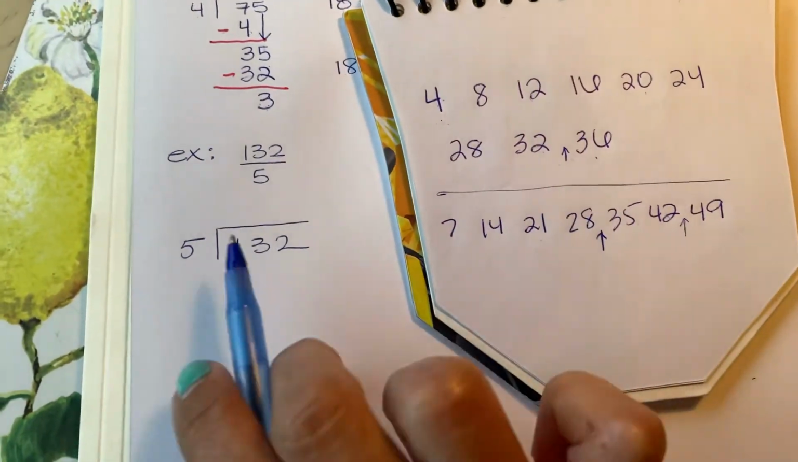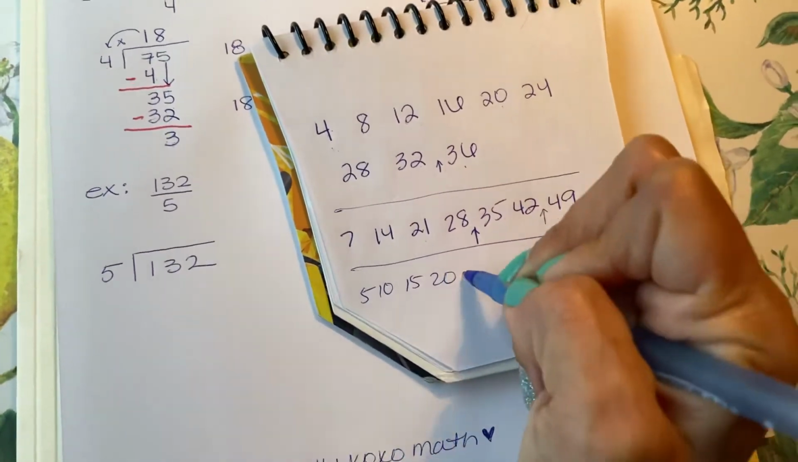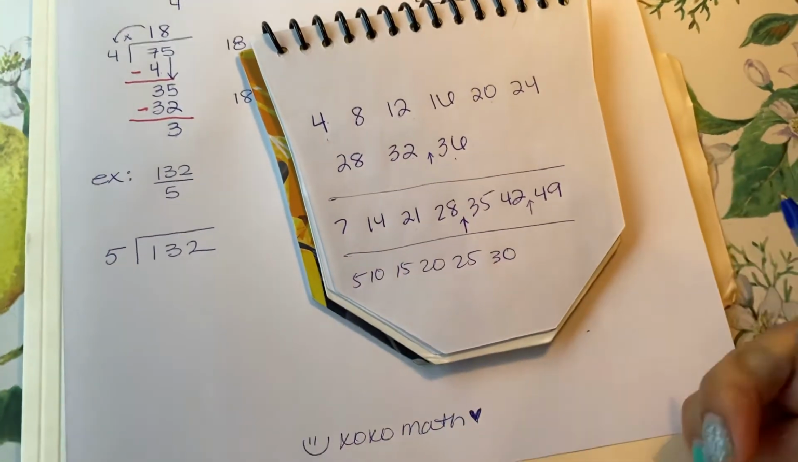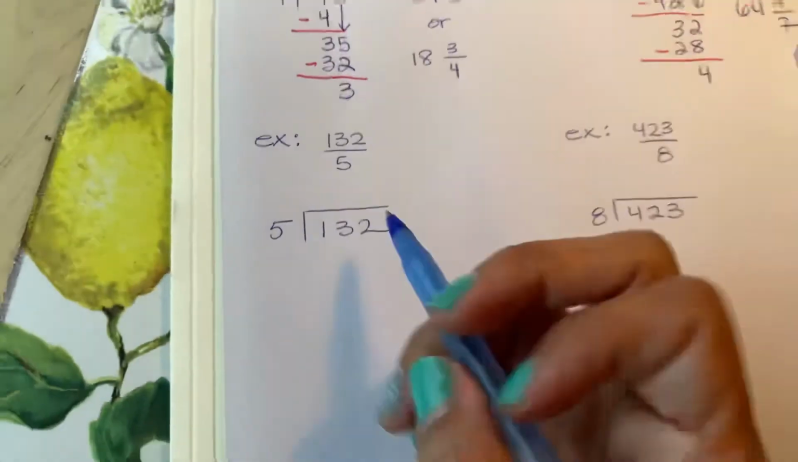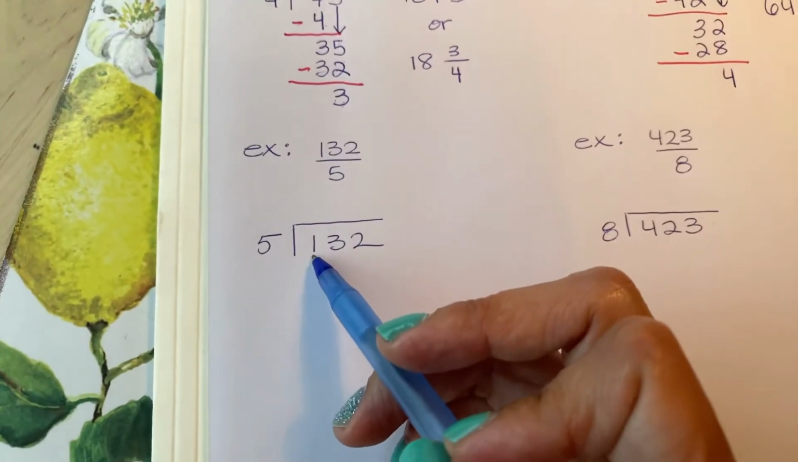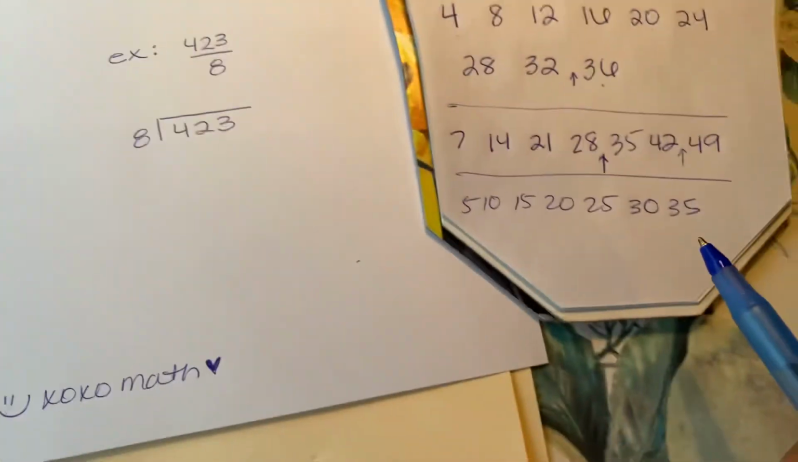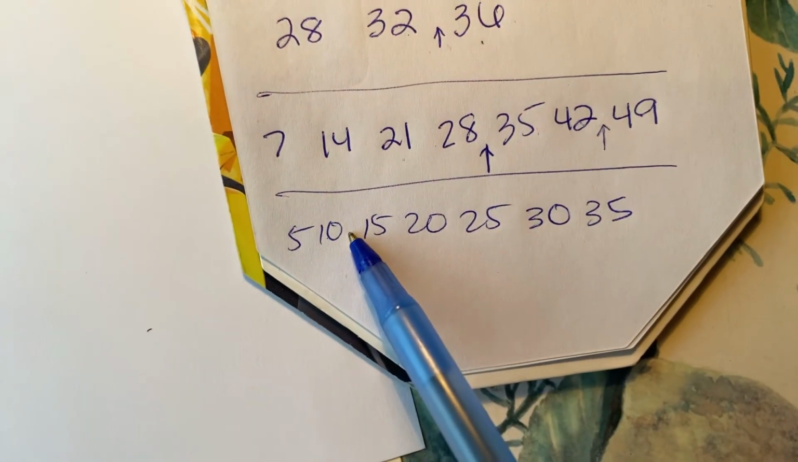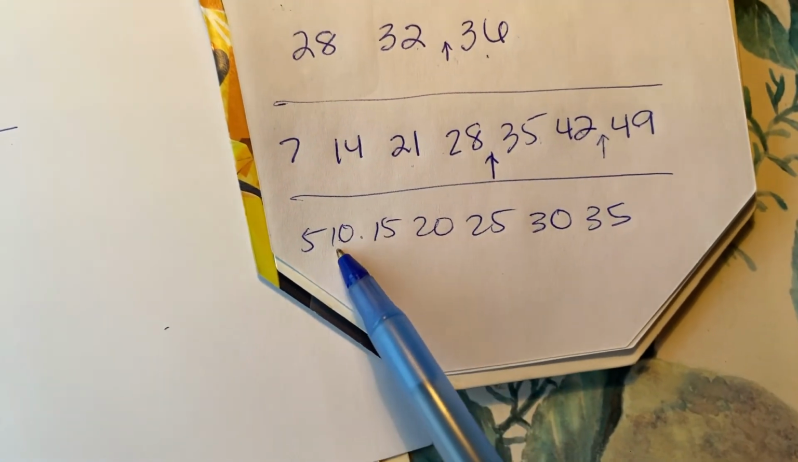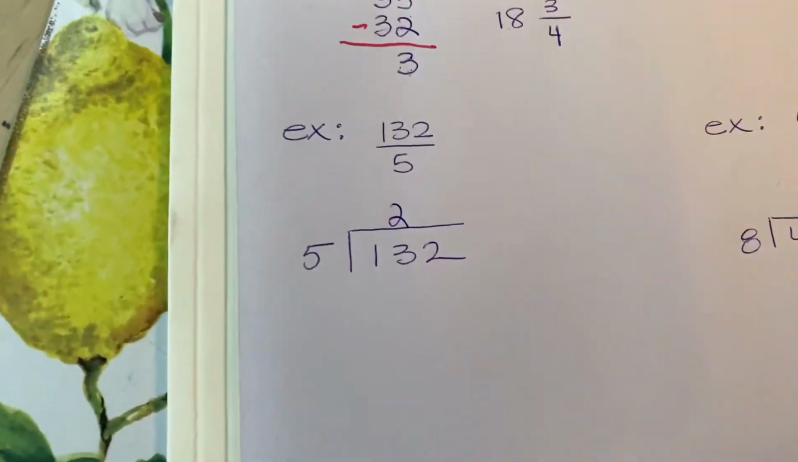Okay, do multiples of 5. 5, 10, 15, 20, 25, 30. I should stop there, right? 35. Okay, so here, 5 dividing into 1. 1 is too small, so now grab the next digit. Does 5 divide into 13? Yes. 13 is in between 10 and 15. 15 is too big. 10 is small enough, so 5 times 2.